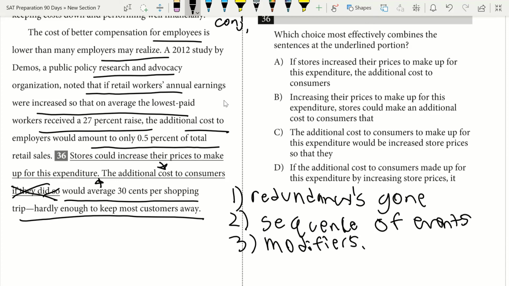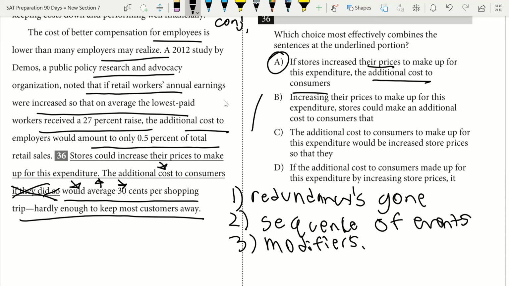All right, so we have A: if stores increase their prices and make up for this expenditure, the additional cost to consumers would average 30 cents per shopping trip, hardly enough to keep customers away. Yes, that's a great choice. It's getting rid of that redundancy of "if they did so." It's maintaining that sequence of events of raising prices and then the consumers bearing that cost. And it also flows well into "would average 30 cents per shopping trip." So A is the correct choice for 36.